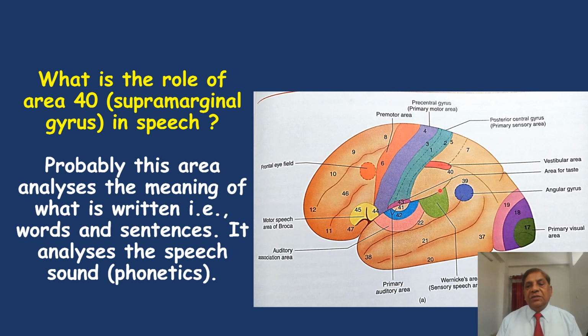Then the question comes, what is the function of area 40? Now, area 40 is not well described in most of the books and literature, and probably this area analyzes the meaning of what is written. That means the input comes from the visual cortex, and this area helps us analyze the meaning of those written words or sentences. It also analyzes the speech sounds, the phonetics of spoken words, though we do not know much about what area 40 is doing besides this.